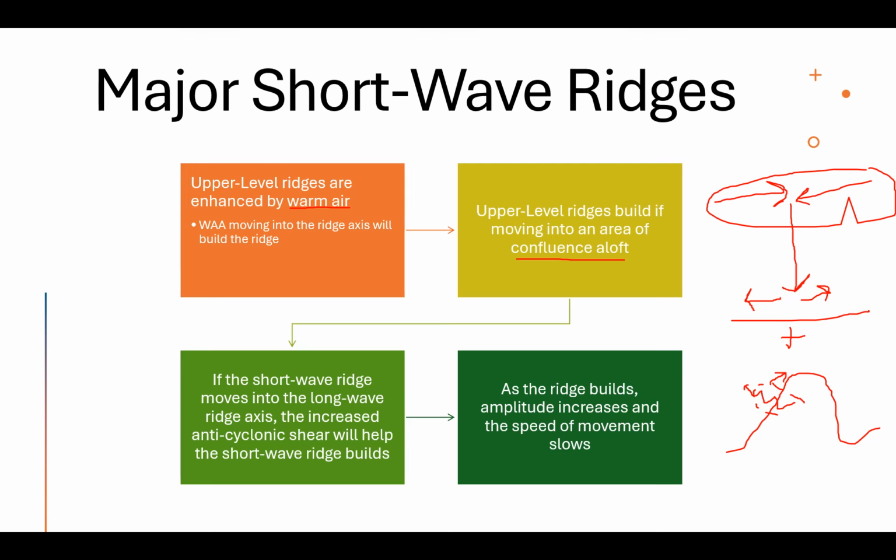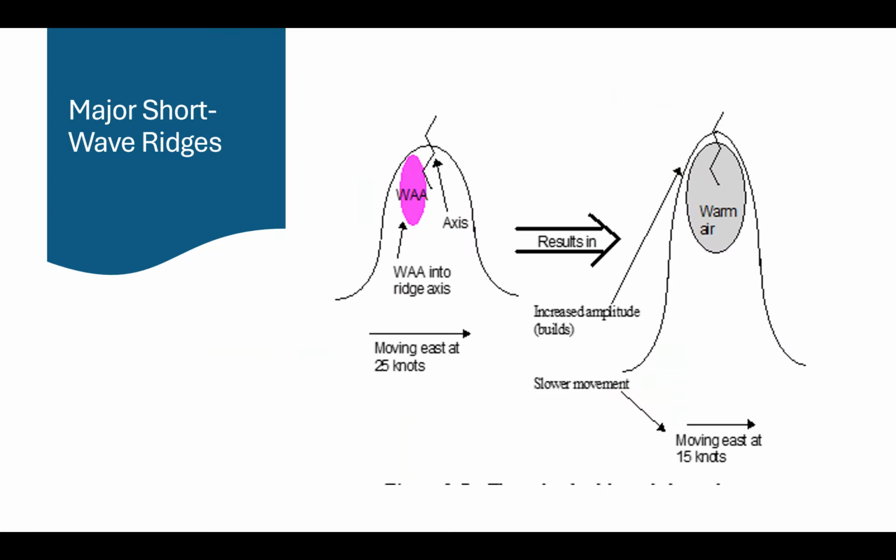And as that ridge builds, the amplitude will increase. In other words, this is going to get taller, and the speed of movement is going to slow. Here you go, warm air advection into the ridge axis. Ridges, upper level ridges love warm air advection. It allows heights to rise, which means the ridge will build. Look at the difference between the ridge here on the left and the ridge here on the right. Notice the amplitude. How tall this thing is, much taller on the right as compared to this on the left.